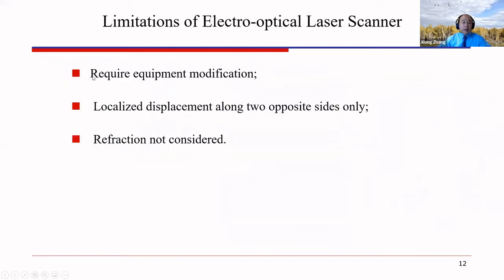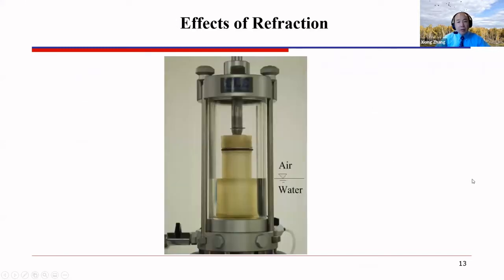So again, it requires significant equipment modification, and it gives localized displacement. You can only measure the localized displacement along the two opposite sides only. Another very important limitation for this one is that refraction was not considered. So yeah, as we know, when light travels through two different kinds of optical media, it can cause light to bend, right? This is called refraction, which is in our high school physics.